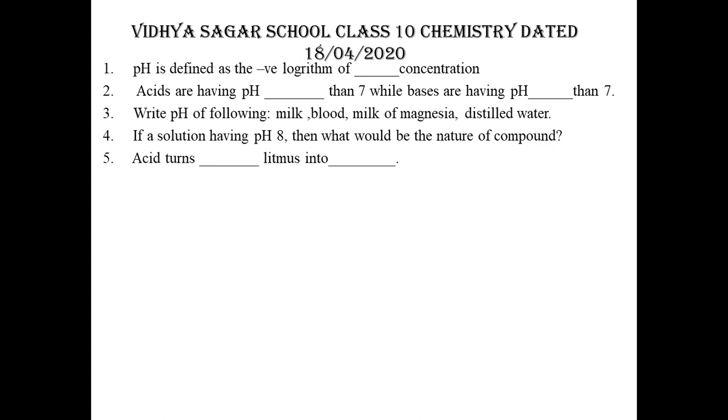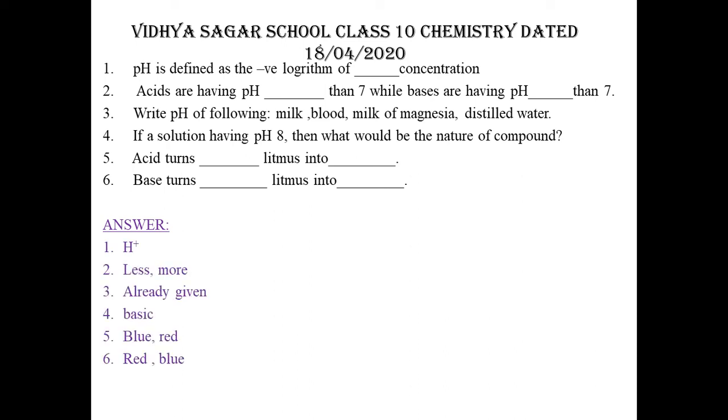Question number 5: acid turns blue litmus into red, because red litmus has no color change. Next, bases turn red litmus into blue litmus. So the answers are as follows. You have to complete this worksheet from your NCERT textbook.